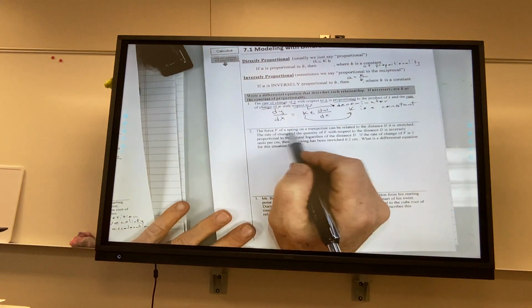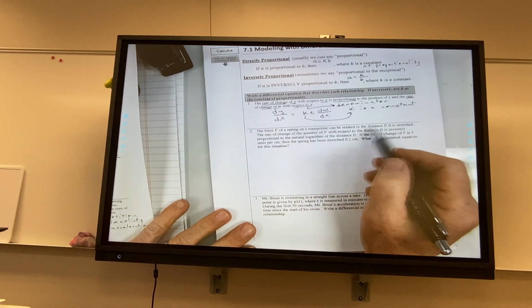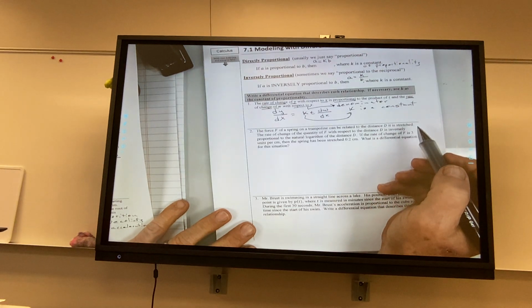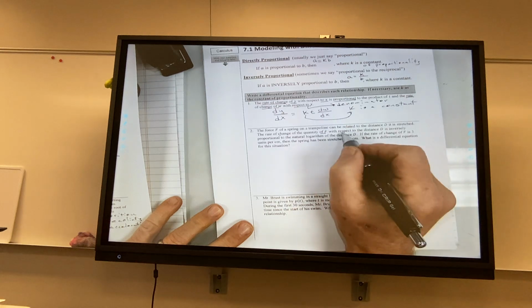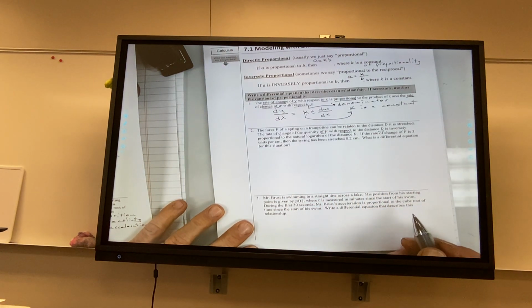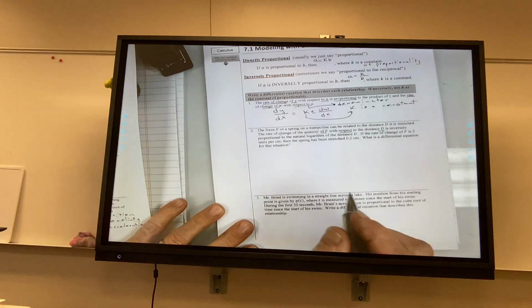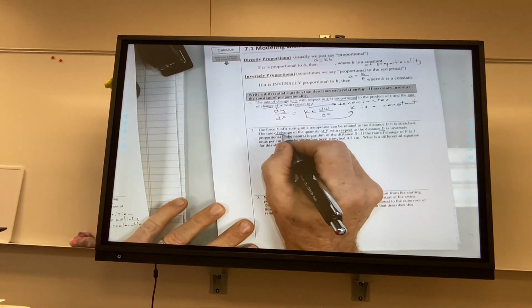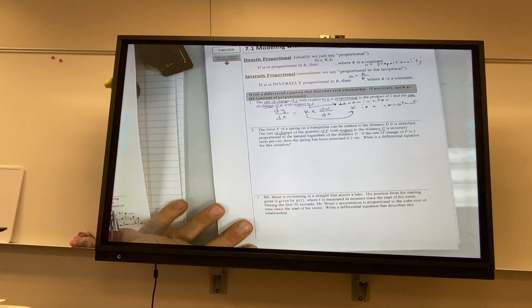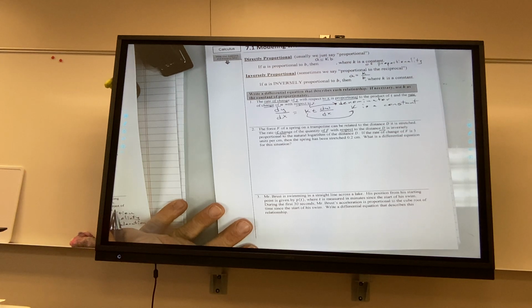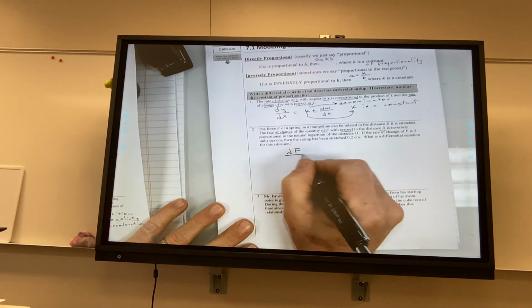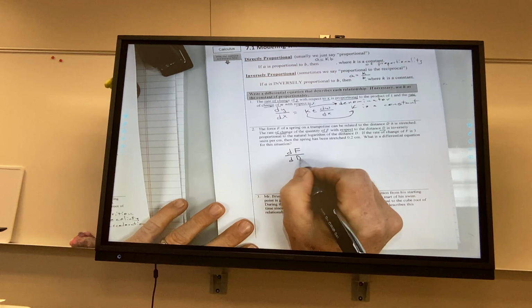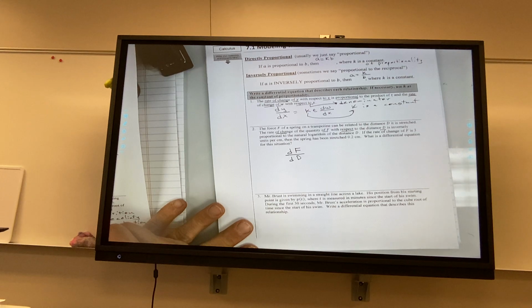All right, the force of a spring on a trampoline can be related to the distance d if it is stretched. Weren't you guys doing things in physics with springs? Yeah. The rate of change of the quantity F with respect to the distance. Alexis, how am I writing that? That's a lot of words. Rate of change of the quantity F with respect to the distance d. So would it be dF over dx? dF over what? dx. Oh, no, dF over dD, capital D, yeah. That's not my favorite thing to have two d's, but that's what we're going to do.